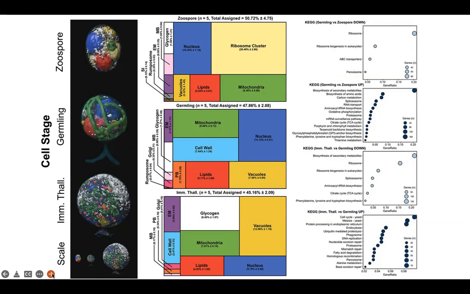But when it transitions into the germling, we see a massive increase in all these different metabolic processes. So the organism is switched on, basically. It starts feeding, it starts synthesizing, it starts producing secondary metabolites, and now what biology really starts.